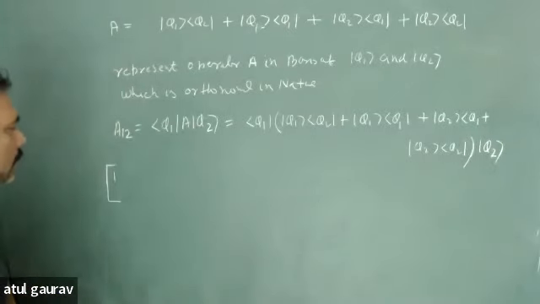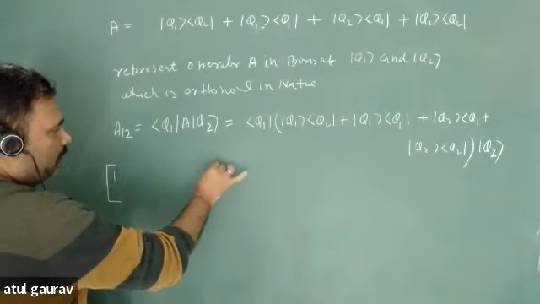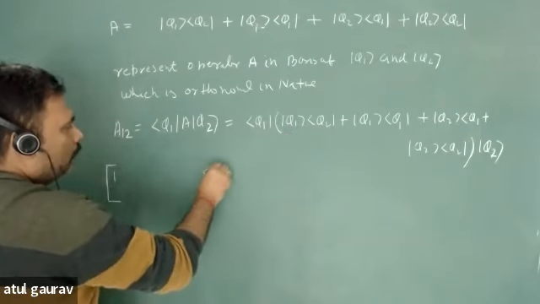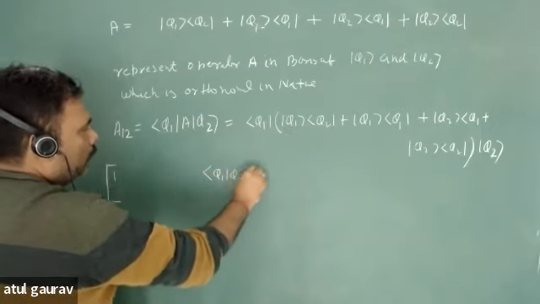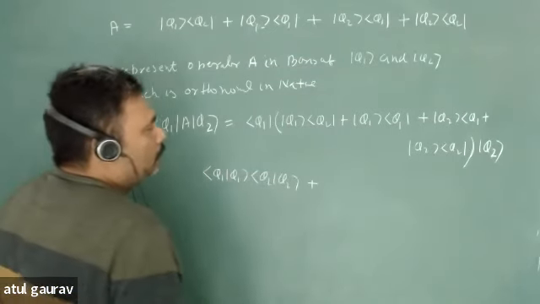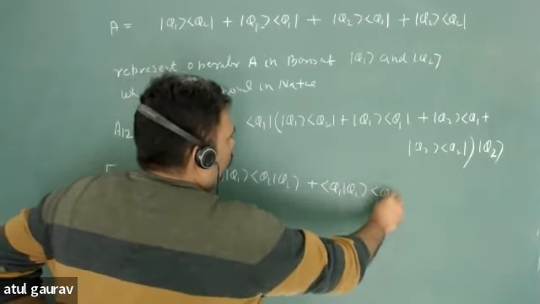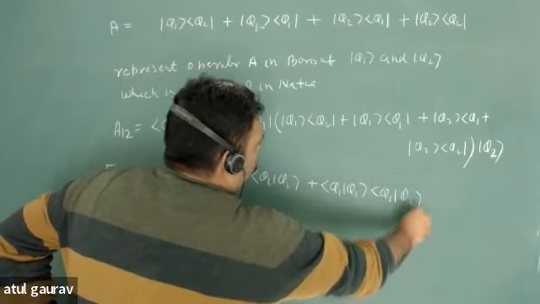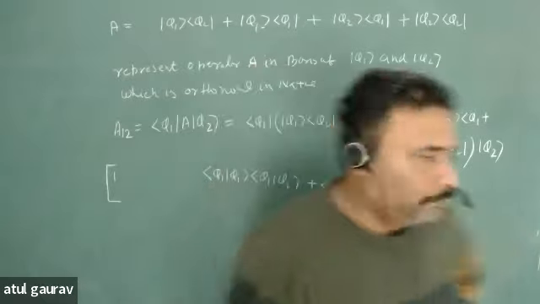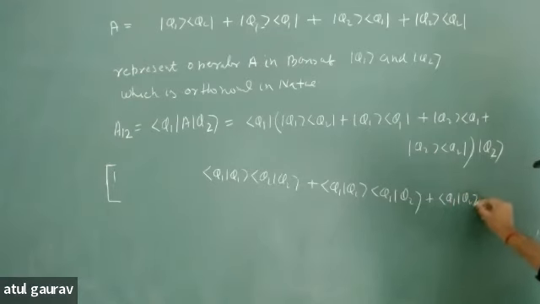So what is the first term? Just tell me, what is the first term? Phi 1, phi 1, phi 2, phi 2, plus what is the second term? Phi 1, phi 1, phi 1, phi 2. Phi 1, phi 2. What is the third term? Phi 1, phi 2. So you have phi 1, phi 2, phi 1, phi 2, isn't it?